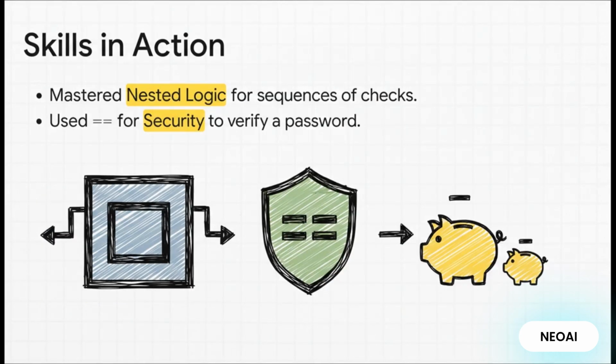So let's recap the skills we just saw in action. We mastered nested logic to create a sequence of checks. We used a simple comparison, that double equals sign, for security. And we used basic math to update our data. These aren't just abstract ideas, these are real, practical skills that make software work.